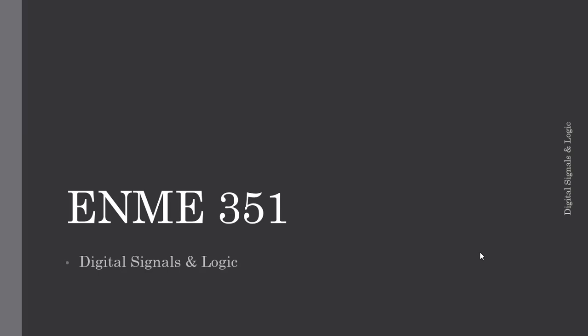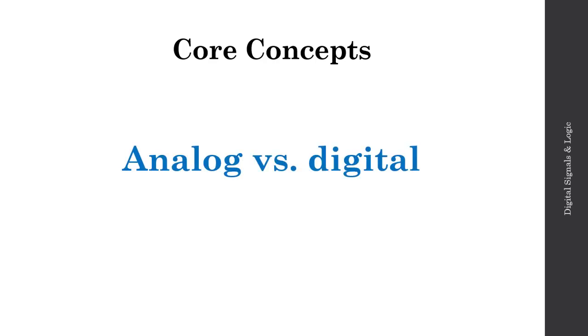This is part one of a three-part installment in which we will be exploring digital signals and logic. The core concepts we'll explore in this lesson include analog versus digital signals, as well as an exploration of base systems, such as base 2, base 10, and so forth.